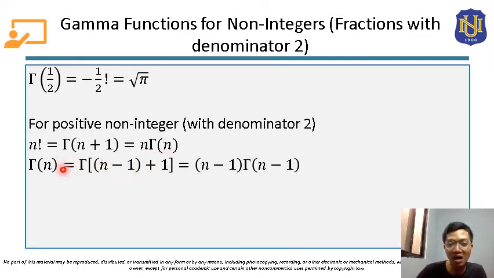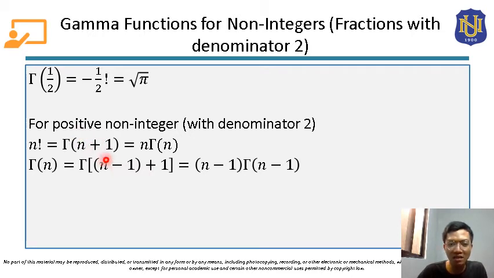Okay, so we know this, that if we simplify this, negative 1 plus 1, that will just be 0. So basically, it's just gamma of n. But from here, we are going to apply something here, that the gamma of n minus 1 plus 1.